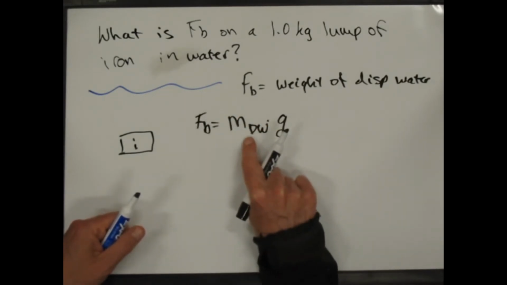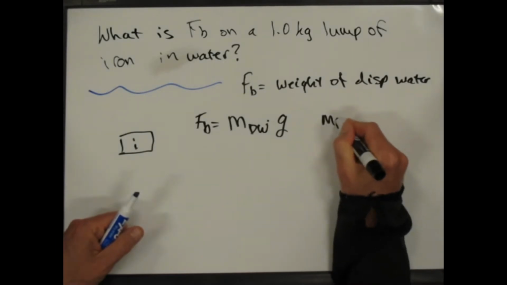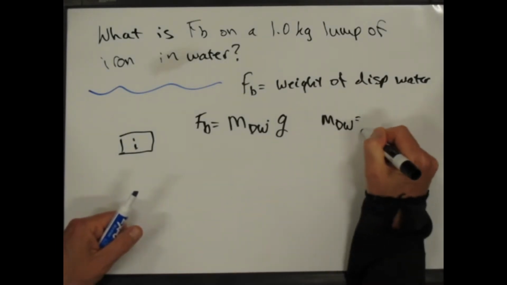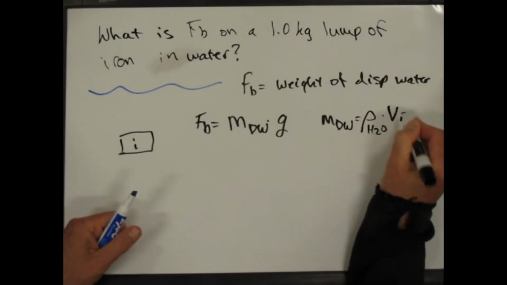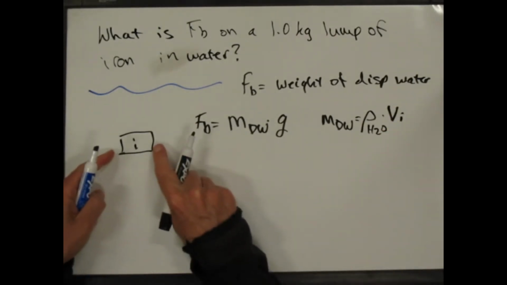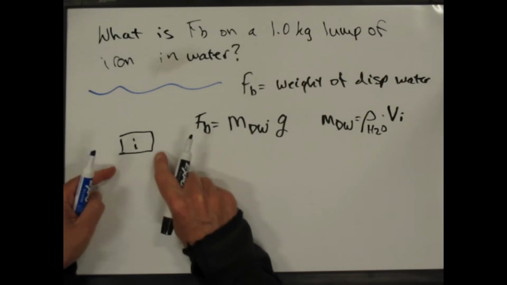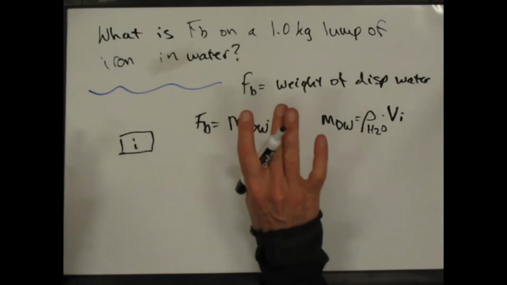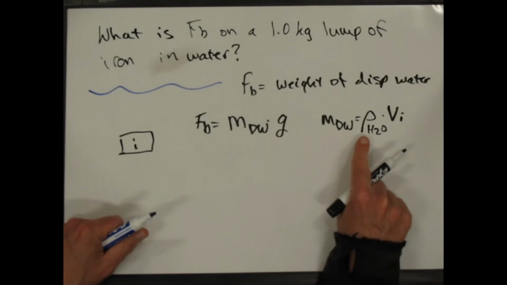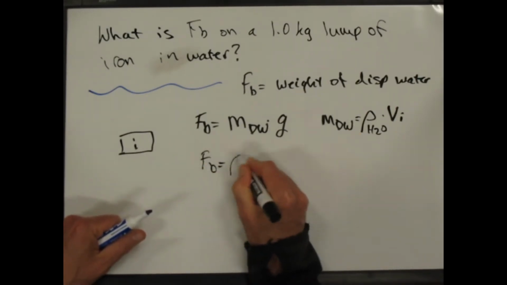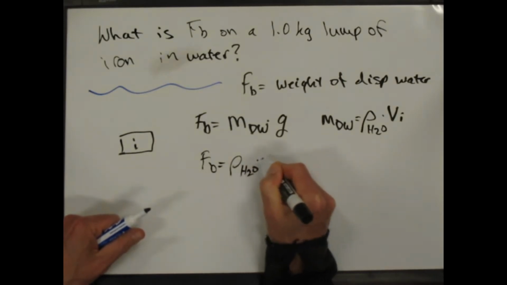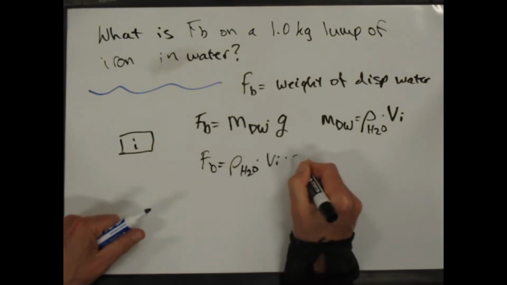Well, what's the mass of the displaced water? The mass of the displaced water is equal to the density of water times the volume of the iron, right? Because the volume of the piece of iron is what pushes the water out of the way and displaces it. And so the buoyant force is equal to the density of water times the volume of the iron times gravity.